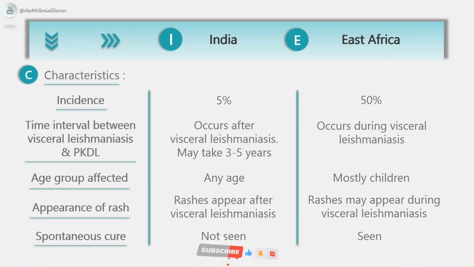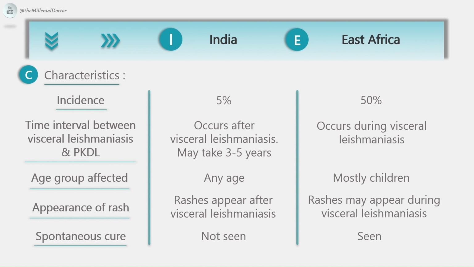Next, differences between post-Kala Azar dermal leishmaniasis of India and East Africa. Characteristics: first, incidence. It is 5% in Indian cases whereas 50% in East African cases. Then time interval between visceral leishmaniasis and post-Kala Azar dermal leishmaniasis. In India, it occurs after visceral leishmaniasis and may take 3 to 5 years. In East Africa, it occurs during visceral leishmaniasis.